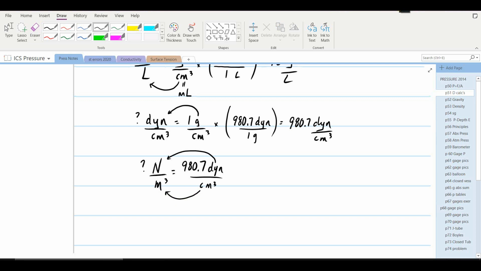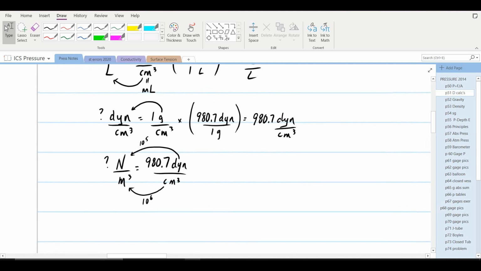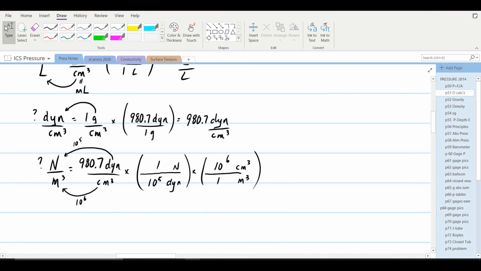A short time ago we converted between newtons and dynes. Do you recall there were 10 to the 5 dynes per newton? And we also recently converted from cubic centimeters to cubic meters. There were 10 to the 6 cubic centimeters per cubic meter. So we can write this as 10 to the 5 dynes per newton. And we can cancel out per cubic centimeters and go to per cubic meter. There are 10 to the 6th cubic centimeters in a meter. So we're multiplying by 10, so that comes out to be 9807 newtons per cubic meter is the weight density of water in the SI system.